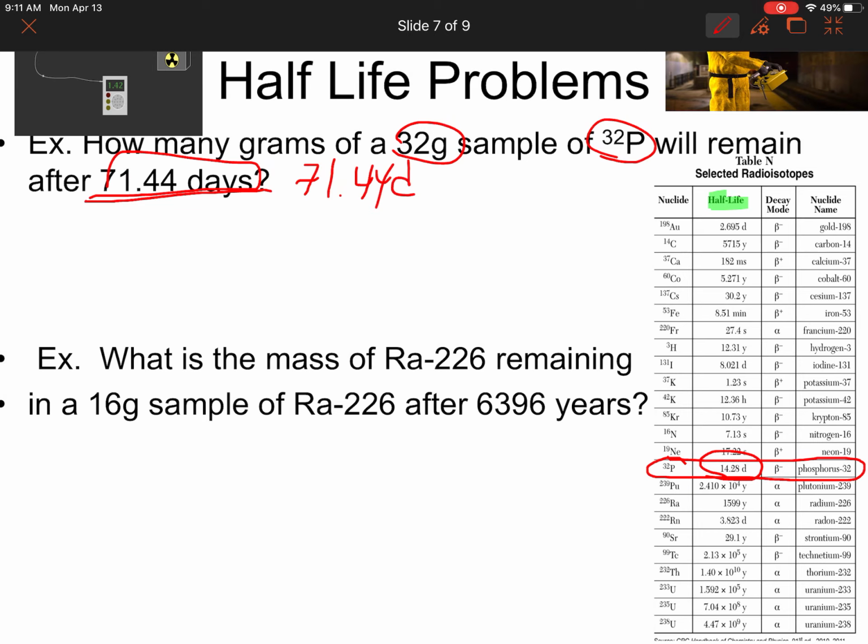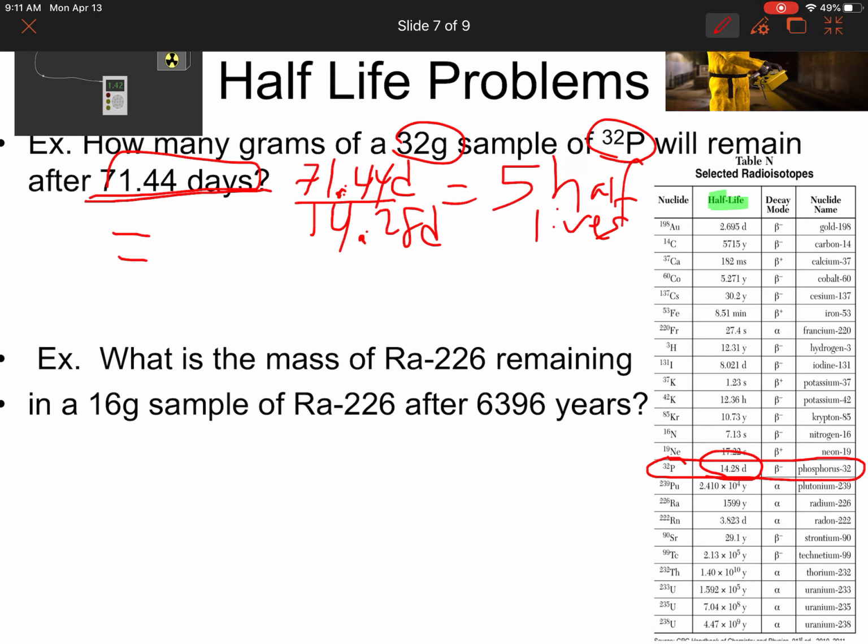All right, you can't get a fraction of a half-life. Makes no sense. Over the 14.28 days. So take out your little calculator and divide. I'll pause it right now. Divide, please. Okay, and that's going to give us 5 half-lives. So how many lines do we draw? Well, we're going to draw 5 lines. 1, 2, 3, 4, 5.